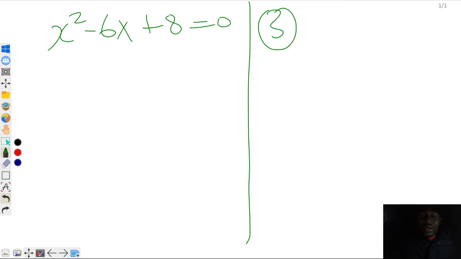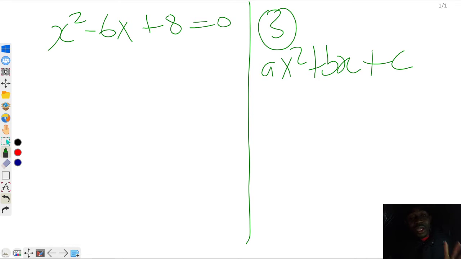Let me write down the standard form: ax squared plus bx plus c. So we can see the a, the b, and the c. Everything looks perfect. All right, so what's next? How are we going to solve this? You can either solve this using the quadratic formula or factorize. I advise you to just factorize, and mind you, it's only 3 marks.